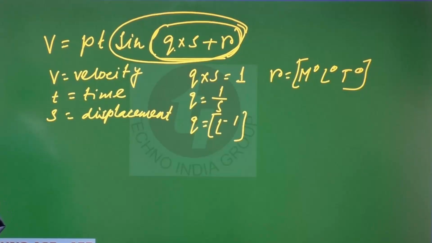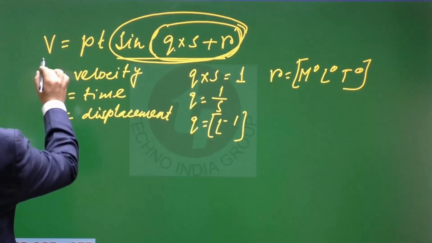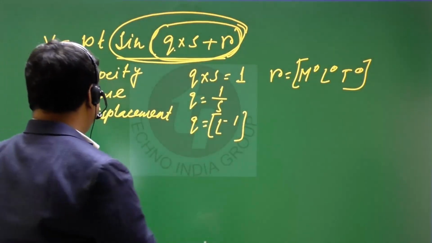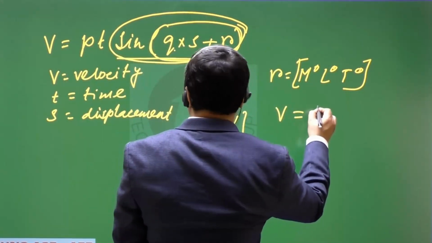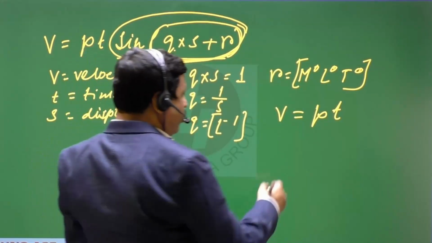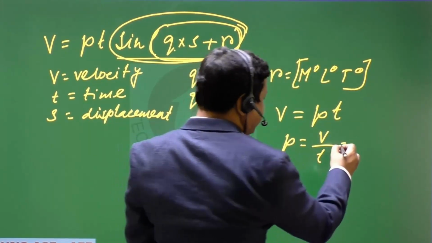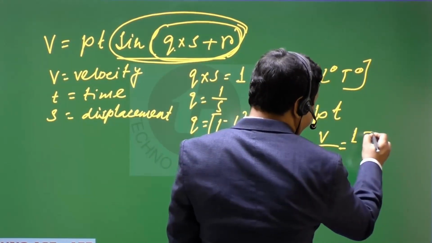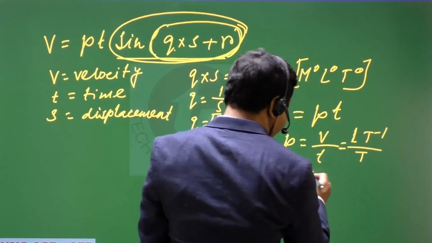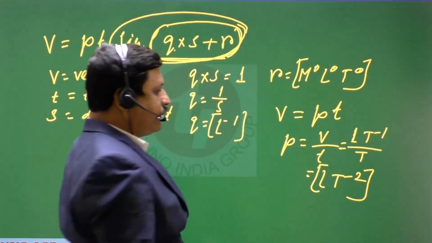That is a pure number. Say sine 60, that means you know that root 3 by 2, sine 30 is half. So that is obviously a pure number. So dimensionally V is equal to dimensionally P into T, right? We can write this. So P will be V by T. V by T means L T to the power minus 1 by T. That means L T to the power minus 2. The dimension of P is L T to the power minus 2.